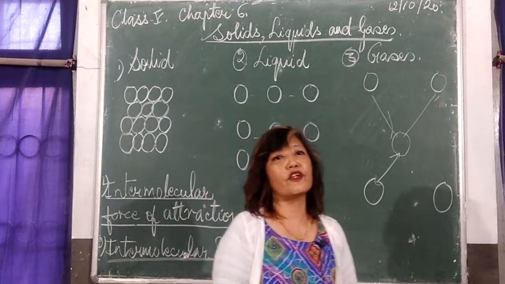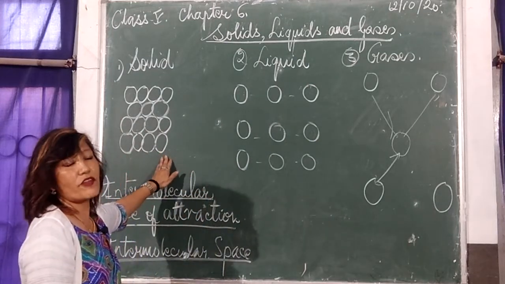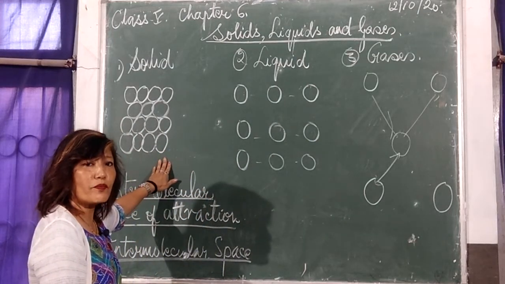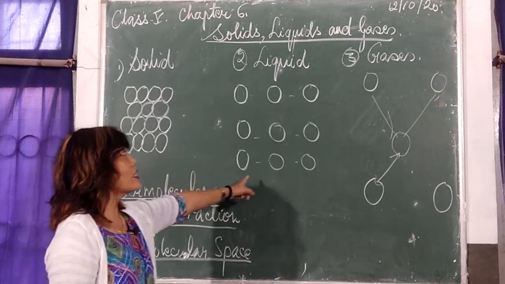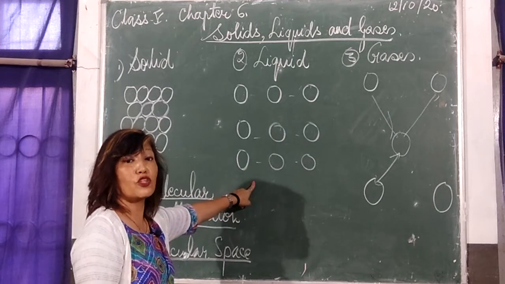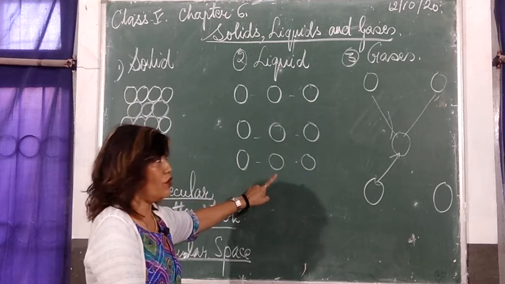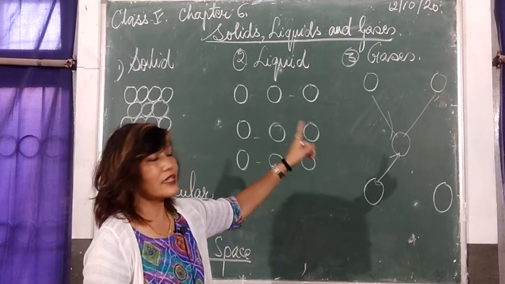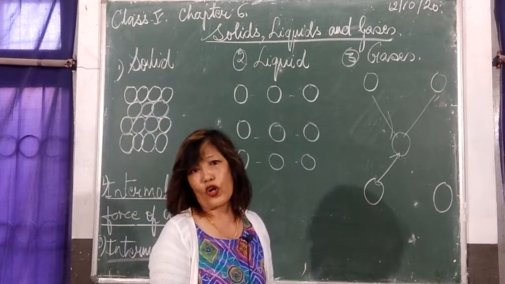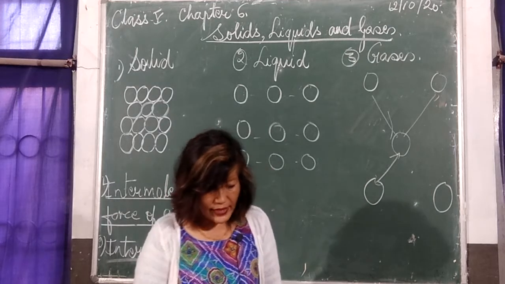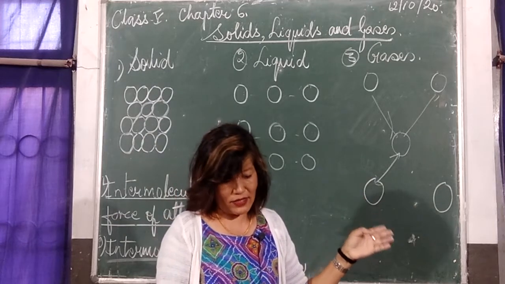Alright, so if you see the differences between these three states of matter, solids have a fixed shape and fixed volume, and they do not flow. Liquids have a fixed volume, but they do not have a fixed shape, and they can flow. In gases, neither is the shape fixed, nor is the volume. Alright, so this is all about the three different states of matter.